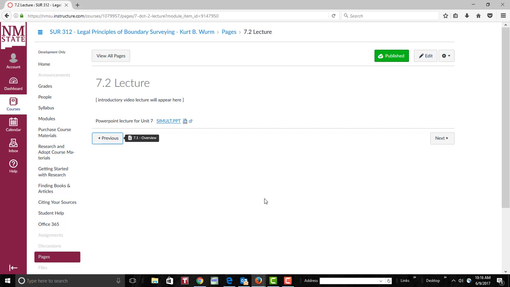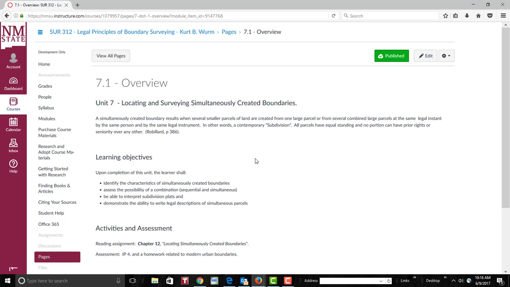Hey everyone, we're in Unit 7, which is about the location and description of simultaneously created boundaries. A simultaneously created boundary exists when several smaller parcels of land are created from one large parent parcel or from perhaps several combined large parcels, creating multiple lots at the same legal instant in time by the same person and performed by the same legal instrument.